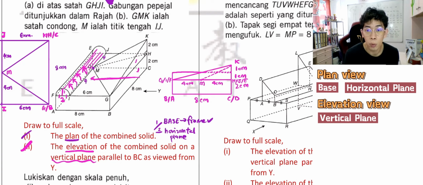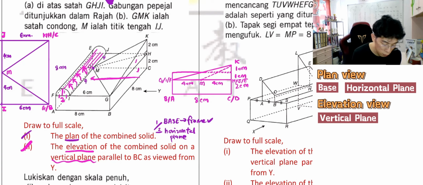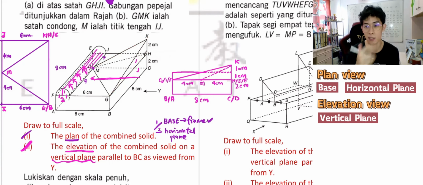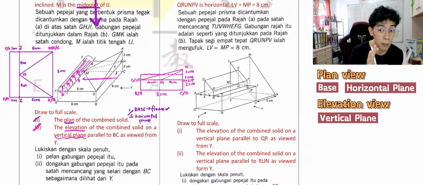Correct. That's why we use a dotted line to represent the line already, because it is blocked by your KGH plane, right? You can see that because you look from here, right? This line KM is blocked by this very big triangle already, so you can't see it. That's why I put a dotted line here. Okay, nice. Everyone, this one okay? Fine.